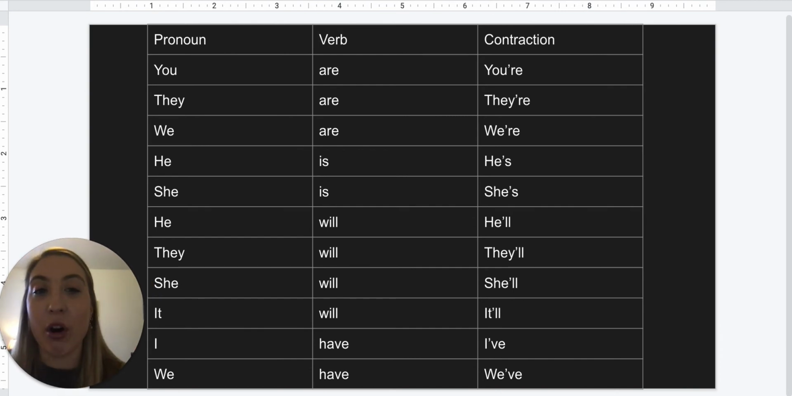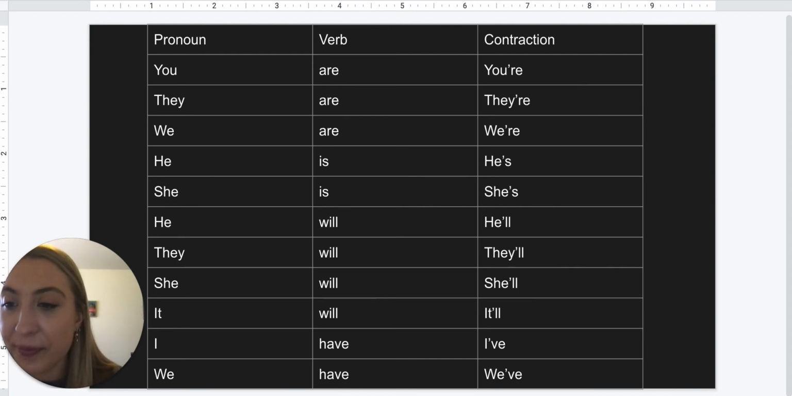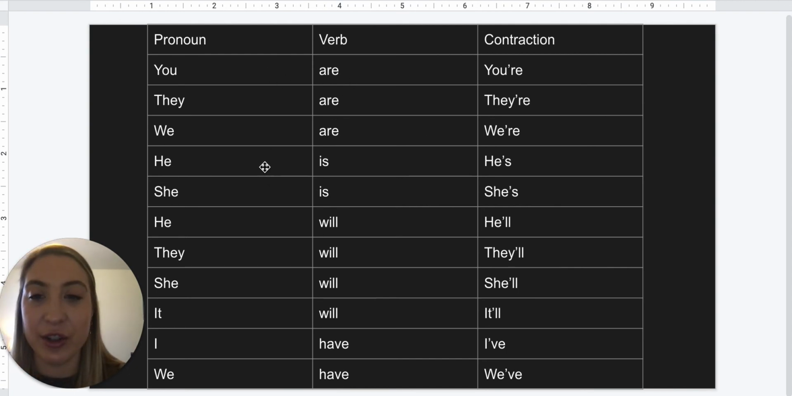So this is going to be all the pronouns. So again, we have our 4 verbs: are, is, will, have. So we're just going to go through one each. We just did they are, so let's do we are. So again, we have our pronoun and then our verb, and then we're combining it together. Remember, the A turns into an apostrophe, and then we add the RE. So we are, we're.